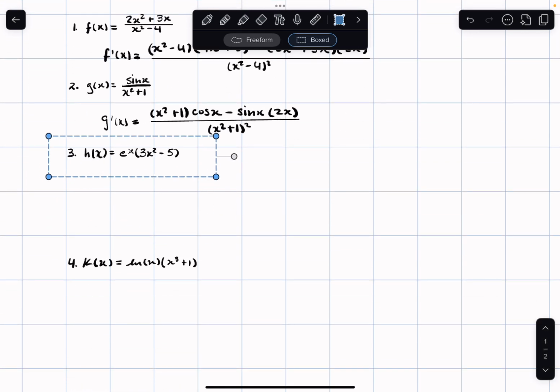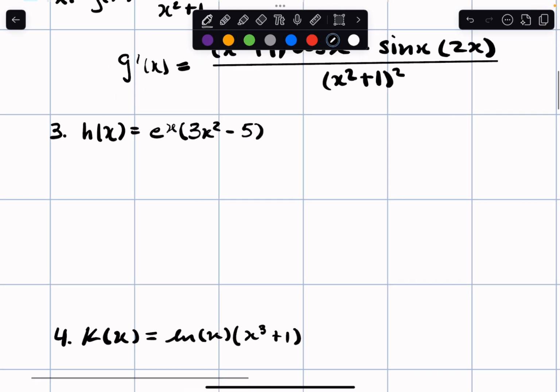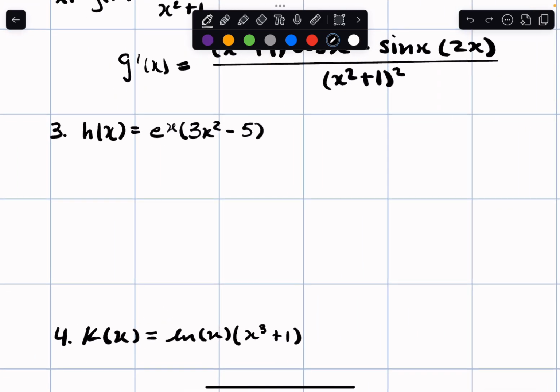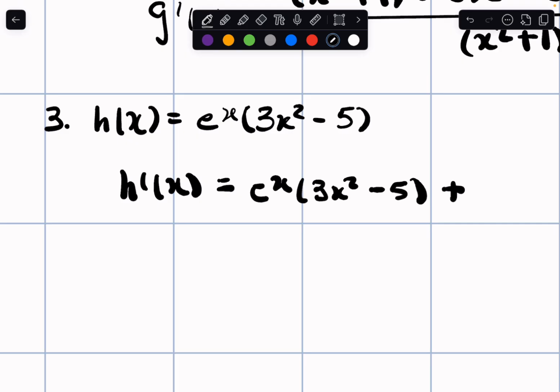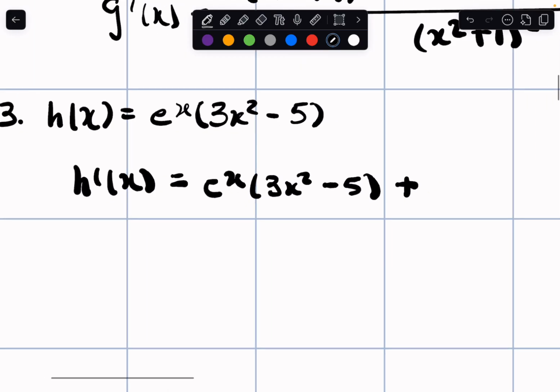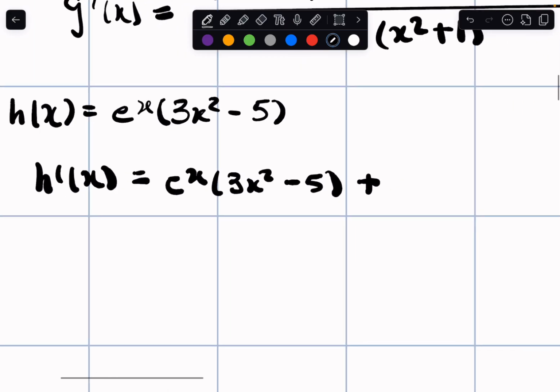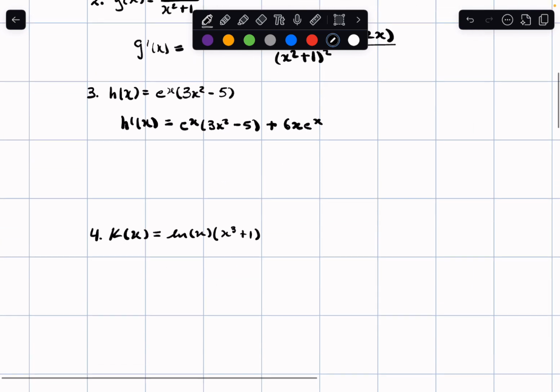of two functions. So now we have the demonstration of the product rule because we have a product of two different functions, in particular e to the x and 3x squared minus 5. So this is the fairly easy one. So we're going to take h prime of x, and then we're just going to take the derivative of one and then multiply it by the non-derivative of the other. So the derivative of e to the x is e to the x times 3x squared minus 5. Plus, and then I took the derivative of e to the x on the first term, so I'm going to take the derivative of 3x squared minus 5 on the second, which is going to be 6x, and then e to the x. So that's going to be our derivative for that one.